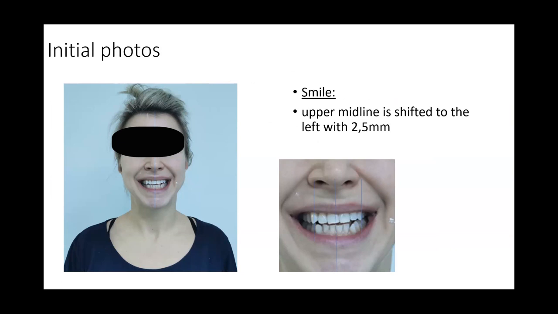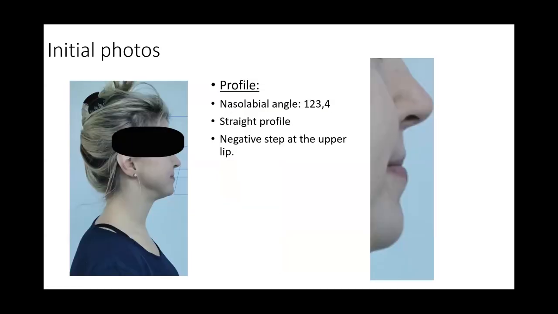In the first place, she got an orthodontic treatment plan without extraction, and when the left upper canine started to erupt, the doctor decided to extract one of the premolars. So that's why she's asymmetrical. So this is her chief complaint. And the other complaint is her profile. She has a negative step at the lips.